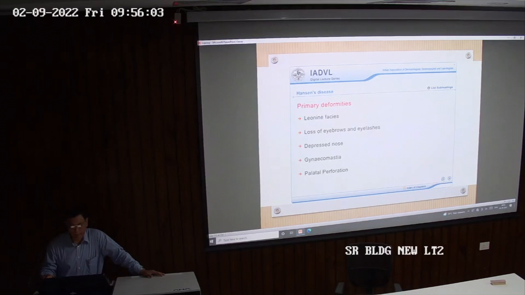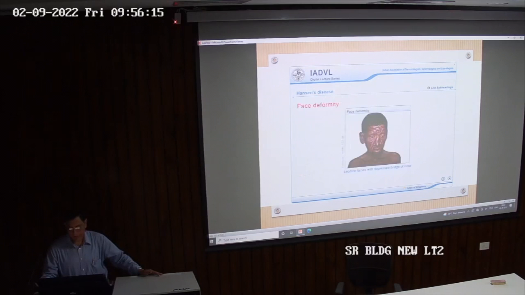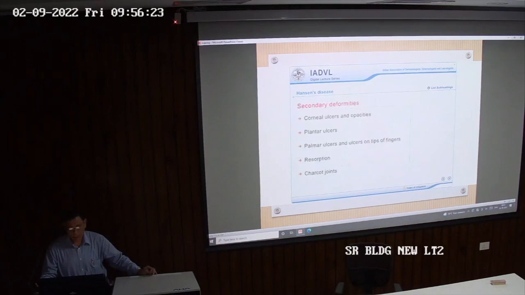Primary deformities: leonine facies, loss of eyebrows and eyelashes. This you will find in alopecia areata also, you will find in hypothyroidism also. Then depressed nose, gynecomastia and palatal perforations are there. So this is the case of facial deformity and showing a case with leonine facies. Depressed, sagging of the nose is there. Secondary is corneal ulceration, plantar ulceration, resorption and Charcot joint.